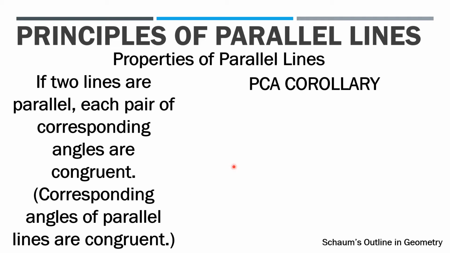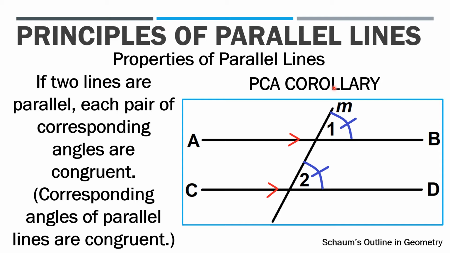This principle can be called the PCA corollary, or parallel corresponding angles corollary. In the illustration, since line segments AB and CD are parallel, then we can say that the corresponding angles 1 and 2 are congruent.